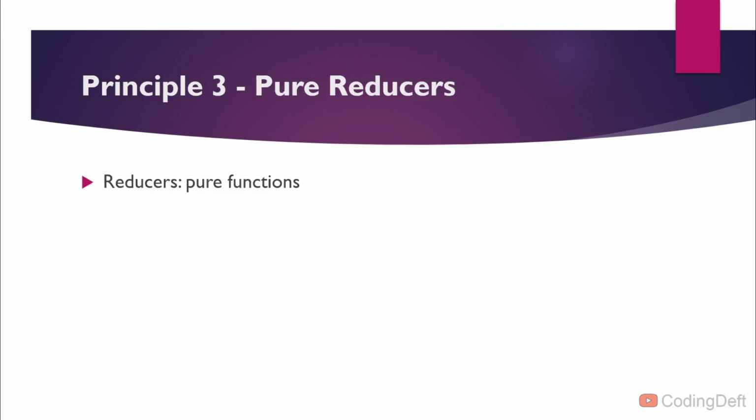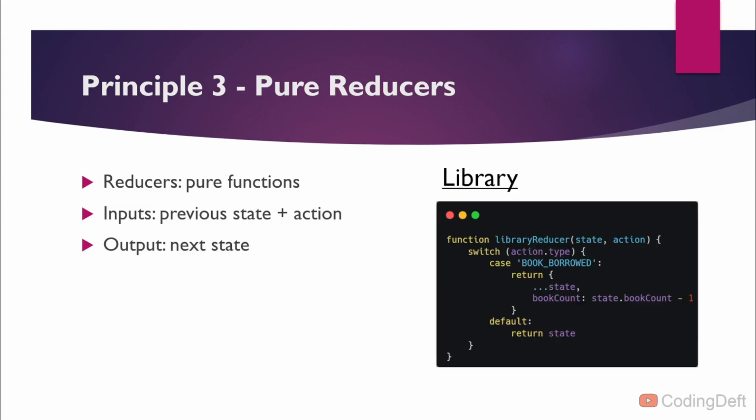The third principle is about pure functions. These are the functions that take the current state and an action as input and return the new state without modifying the original one. In our library analogy, think of the reducer as the librarian. When you request to borrow a book, the librarian updates the records and gives you the book. Similarly, in code, the reducer checks the action type, subtracts 1 from the book count, and returns the new state object. If the current count is x and the action is book borrowed, the next state will have a count of x minus 1.